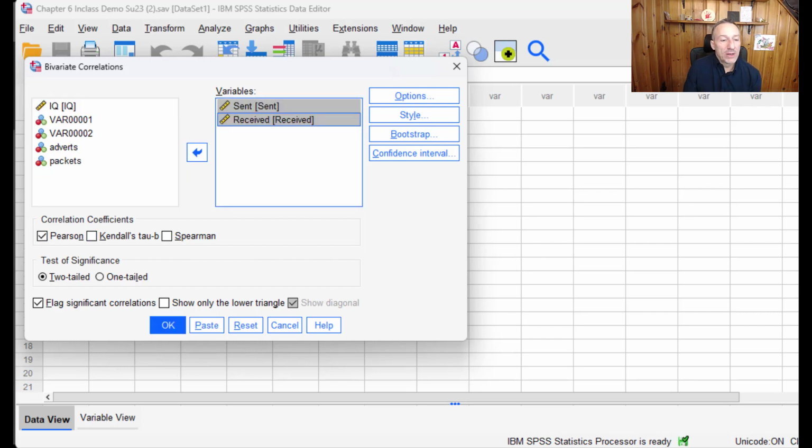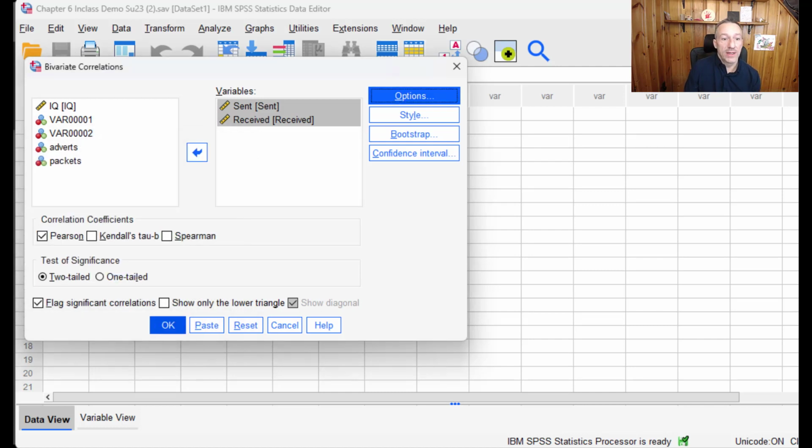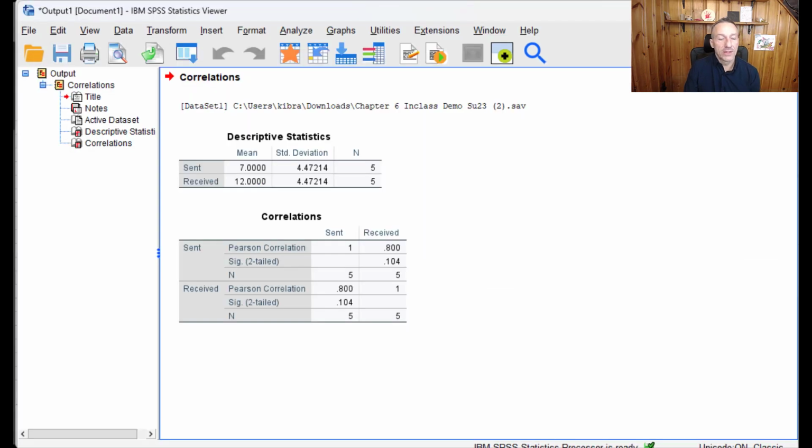Move those over. We've got Pearson's, two-tail, flag significant correlations. That all sounds great. Sure, let's see the means. If you click Options, you can see the means and standard deviations. Click Continue and click OK. And here's our output. So it's cards sent, the mean 7, cards received 12, there's your standard deviations, our Ns, and then we have our correlation. So here it's sent, and it's comparing it to received here. Sent to sent is going to be 1, and received to received is going to be 1 because it's the same variable. Sent to received, though, is 0.800, just like what we got when we did it by hand.